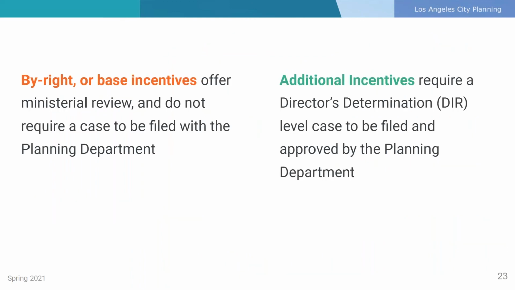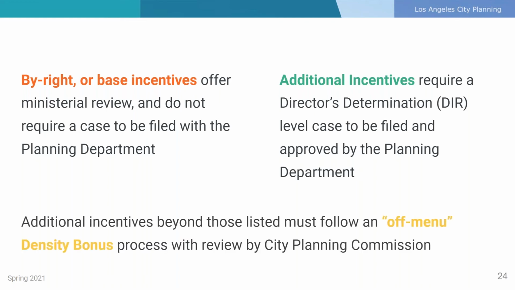By right incentives or base incentives do not require a case to be filed with the planning department, and an applicant can go to building and safety to obtain a building permit. A project that uses the additional incentives offered requires a director's determination or DIR case to be filed and approved with city planning. Any project that wants incentives beyond what are offered in the Boyle Heights Community Benefits Program, such as greater height or floor area or incentives not listed, needs approval by the Los Angeles City Planning Commission and will be required to follow the off-menu density bonus procedures.